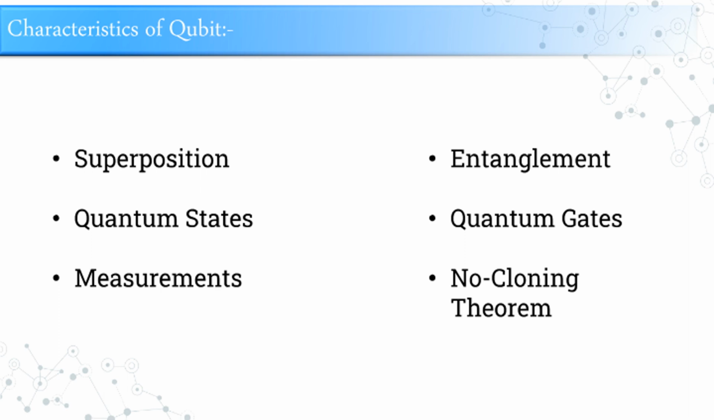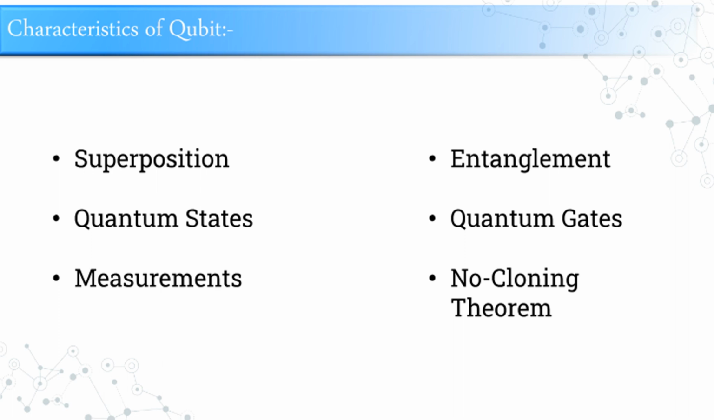Entanglement. Qubits can become entangled, meaning the state of one qubit becomes dependent on the state of another qubit, even if they are physically separated. Entanglement is a crucial property for quantum information processing and enables certain quantum algorithms to outperform classical ones.